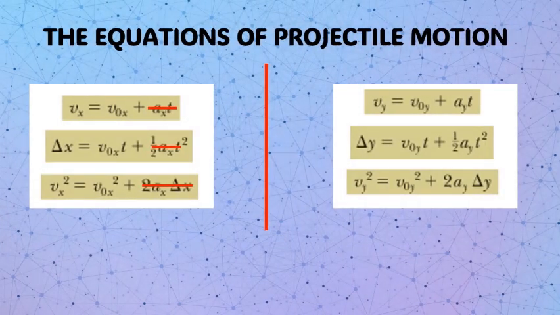In order to solve a projectile motion problem, both x and y-axes need to be treated separately. The kinematics equations of motion can be applied as shown over here. Take note, a_x is 0 and a_y is always negative 9.81 meters per second squared.